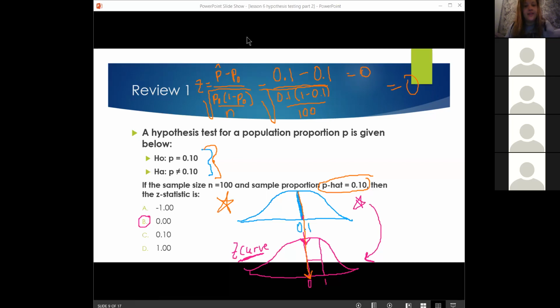Yeah, it's definitely tough. If you remember, for C, that's just our p hat, the value we have on our original curve. But we want to standardize it and put it onto our z-curve, so it's going to correlate with a z-score of 0, coming from our original curve value of 0.1. All right, good job, guys.